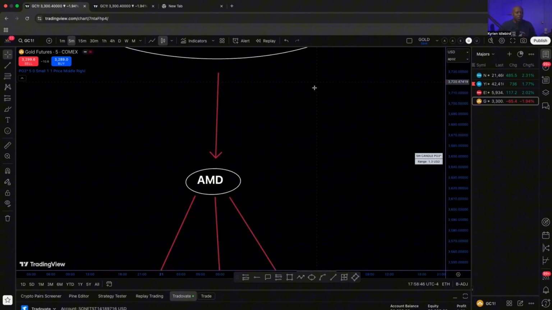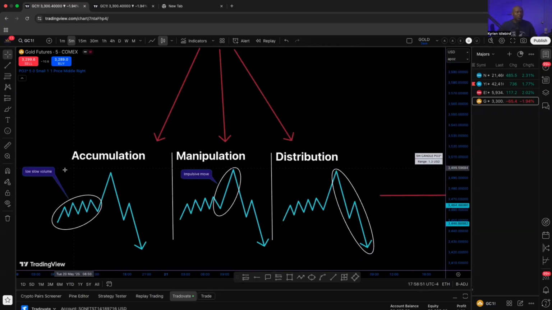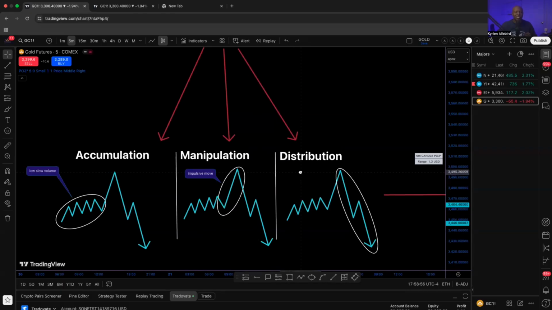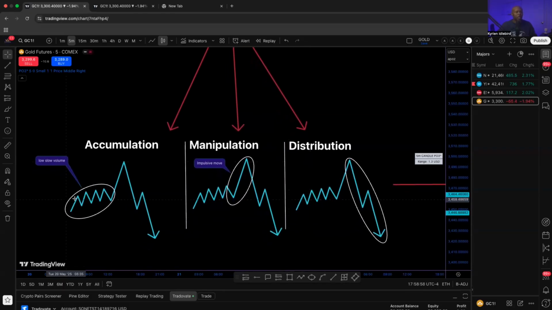The three-step system is the AMD strategy. That stands for accumulation, manipulation, and distribution. This is a three-wave series. Accumulation is generally low and slow volume. Manipulation is generally an impulsive move in the direction of that low and slow volume. And then finally, we have distribution, where we see price continue in the direction of the larger time frame trend. And the distribution phase is actually where we make our money.